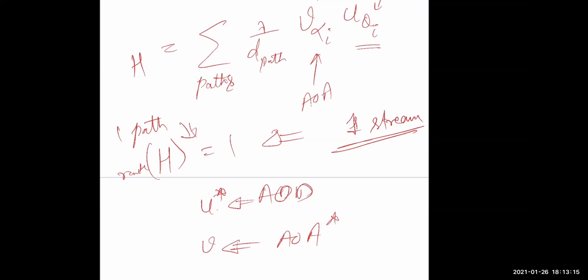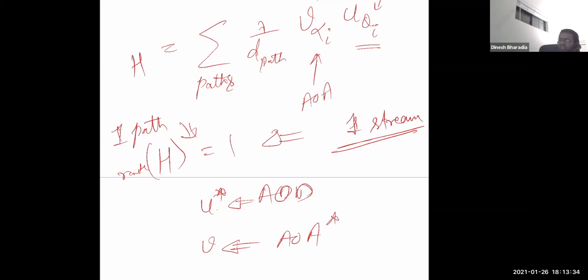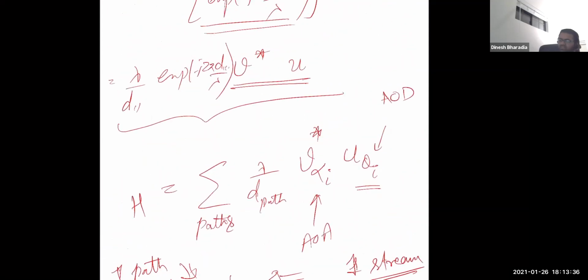We can write it as a multiplication of the angle of arrival and angle of departure, but I get that part. Why does the rank of H equal 1? Why is the rank of H only 1? If you have one path, it means that you have only one V into U. You cannot have rank 2 because it's a 1 by 2 into 2 by 1.